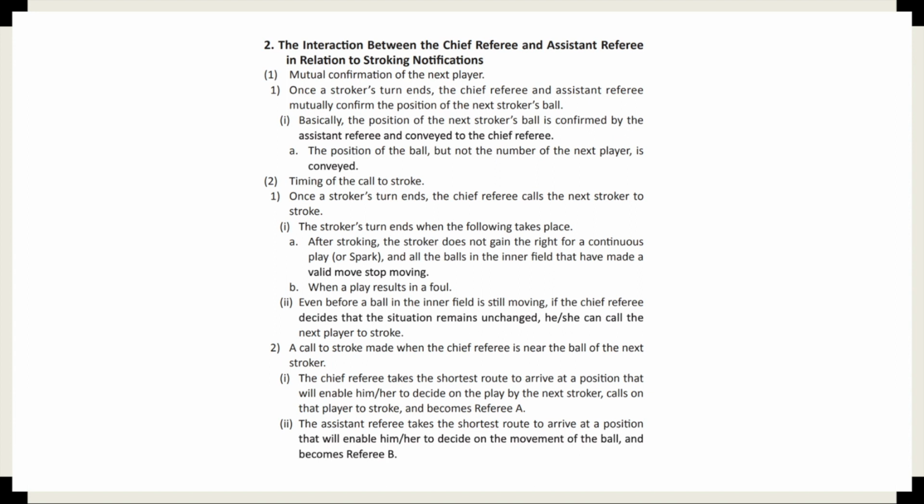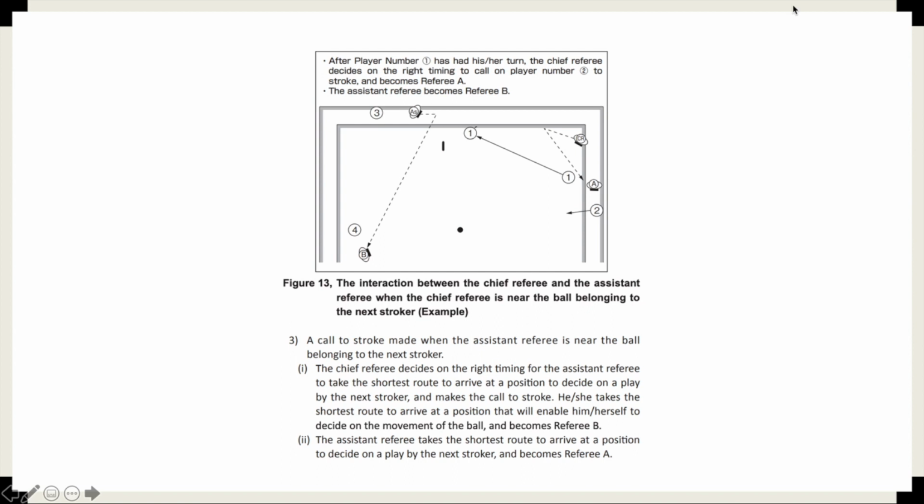Referee A is the chief referee because the chief referee assumes the positioning of referee A if they are the closest to the stroker. And the assistant referee assumes the position of referee B if they are closest to the intended path of play. Right, on this figure up here: after player number 1 has had his or her turn, the chief referee decides on the right timing to call on player number 2 to stroke and becomes referee A. The assistant referee becomes referee B.